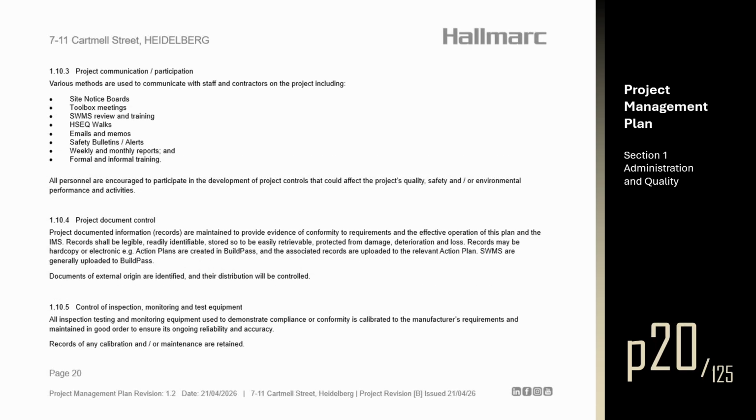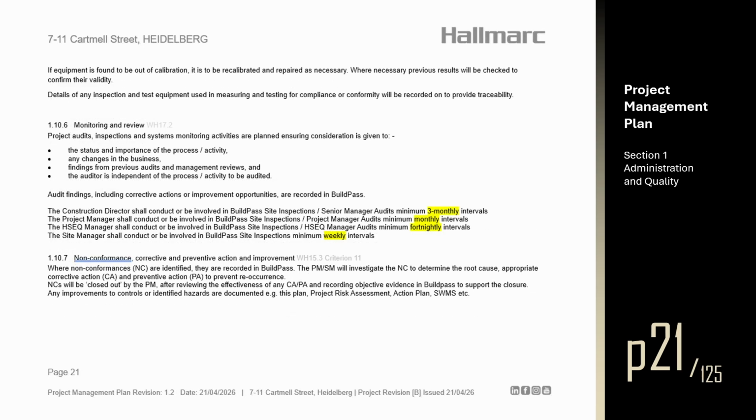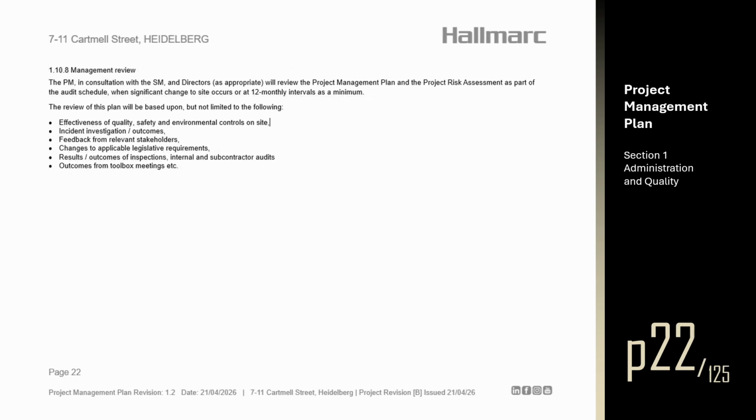Section 1.10.3. If project communication is found to be out of calibration, it is to be recalibrated and repaired as necessary with staff and contractors when on the project. Previous results. Section 1.10.8. Toolbox details of management reviews and training used in measuring and testing compliance, in consultation with the site manager, to provide safety bulletins, project management plan and the project risk assessment section, part of the audit schedule when significant change to site occurs or at 12-monthly intervals as a minimum.